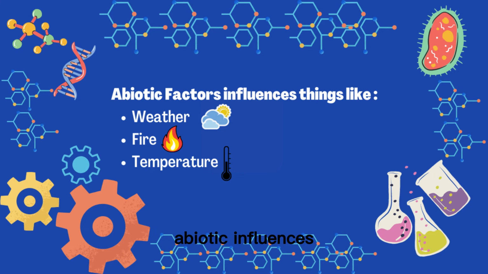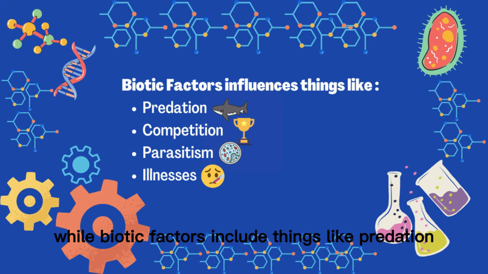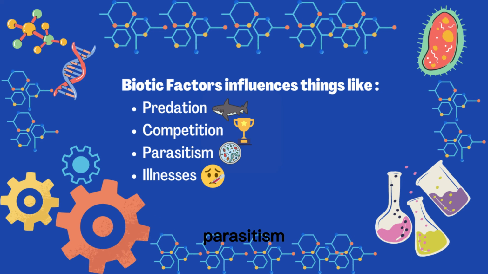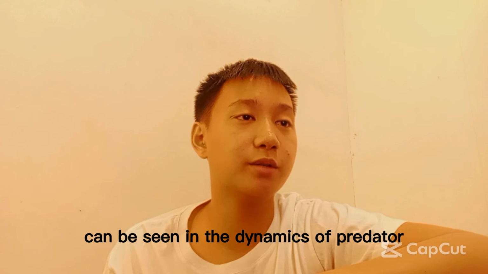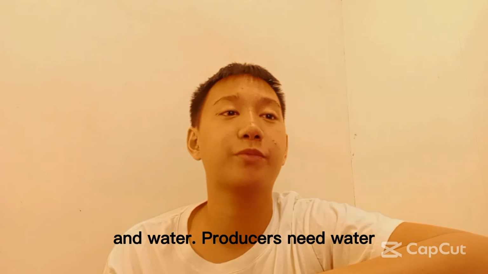Abiotic influences include things like weather, fire, and temperature, while biotic factors include things like predation, competition, parasitism, and illnesses. Environmental resistance can be seen in the dynamics of predator-prey population and water.